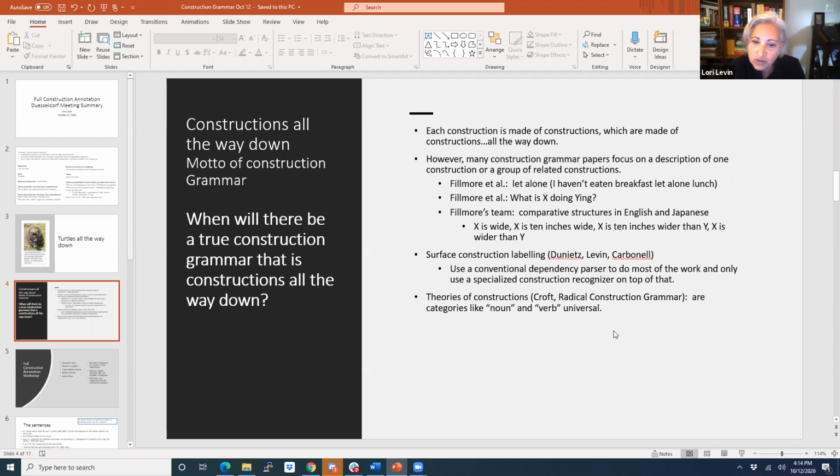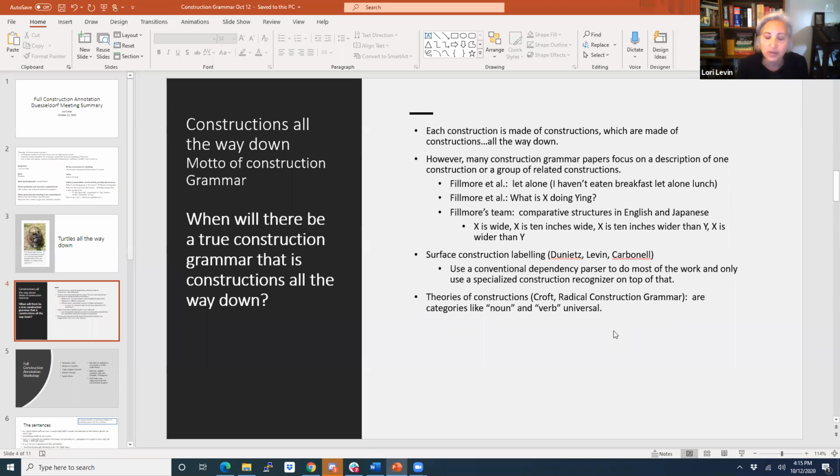Other books on construction grammar make general theories of constructions, but don't formulate an entire grammar, building a grammar from the ground up. An example of a construction theory book is Bill Croft's book, Radical Construction Grammar.